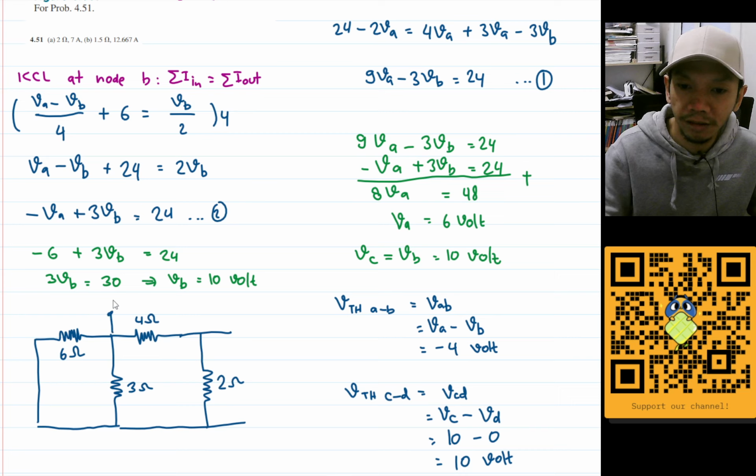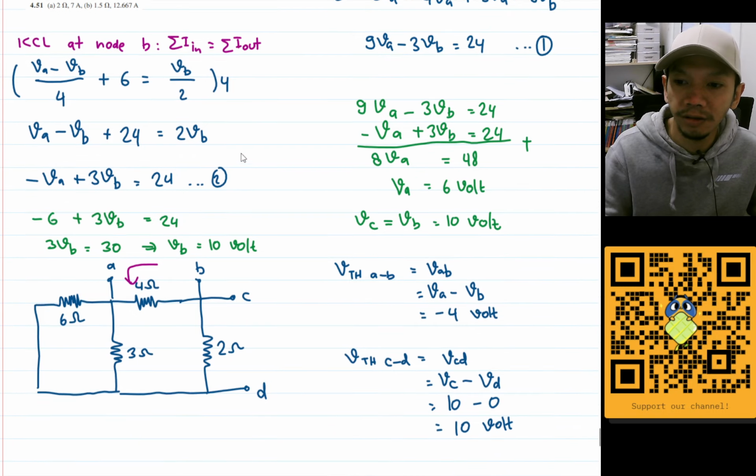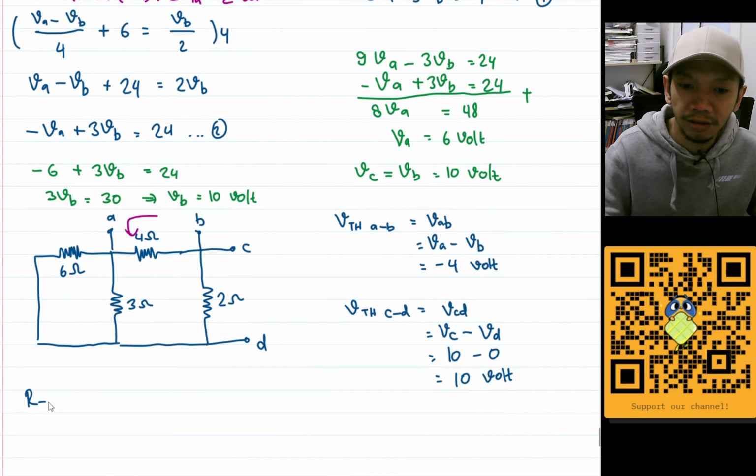So now this is terminal A. This is terminal B, this is terminal C, and this is terminal D. Okay, now let's look from the terminal AB and determine the Thevenin resistance from the AB terminal. RTH from AB, that will be this resistance here in parallel with this resistance here, which is 6 parallel 3. But then 6 parallel 3 is in series with this 2 ohm.